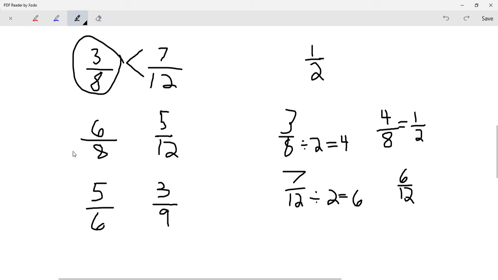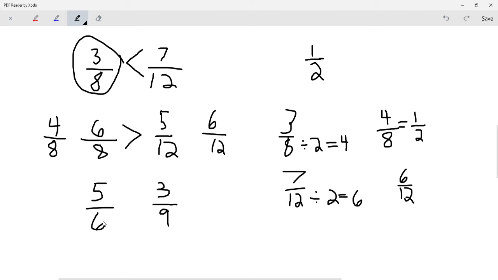Now, let's look at this second one, 6/8 and 5/12. Well, I know that 4/8 is equal to 1/2, so 6/8 is more than 4/8, and in 12ths, 5 is less than 6, right? So 1/2 in 12ths is 6/12ths. So since 6/8 is greater than 1/2 and 5/12ths is lower than 1/2, 6/8 is greater than 5/12ths.